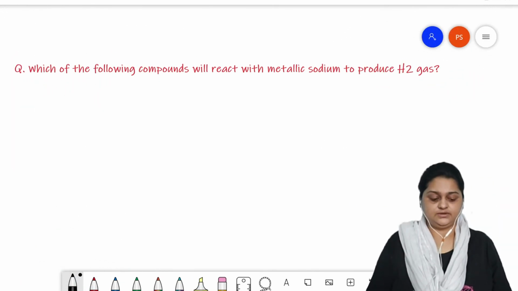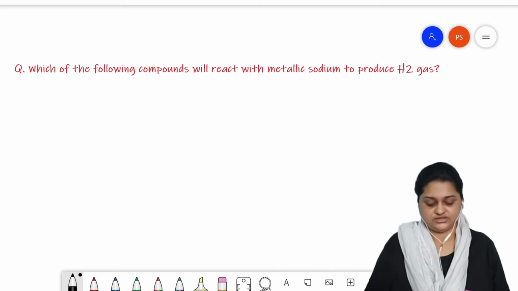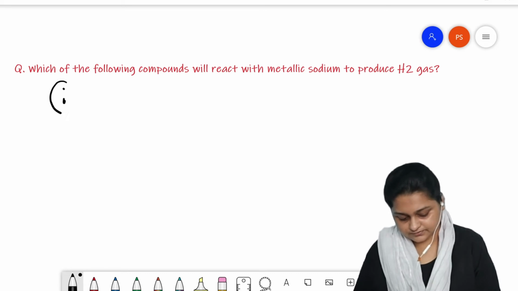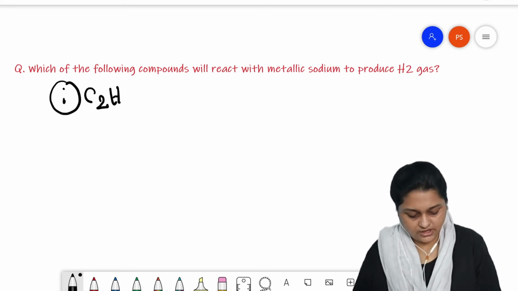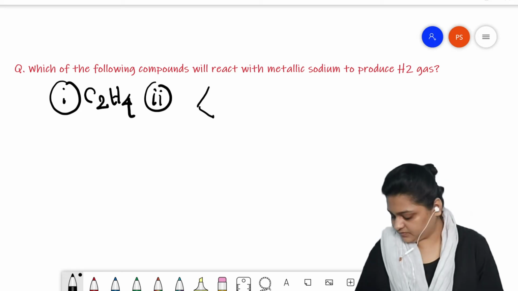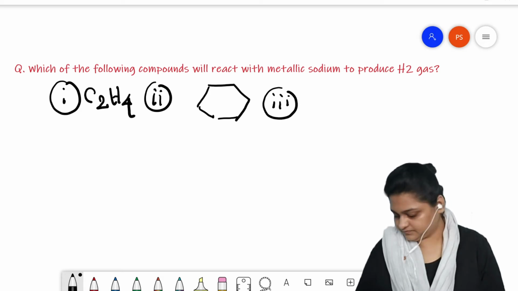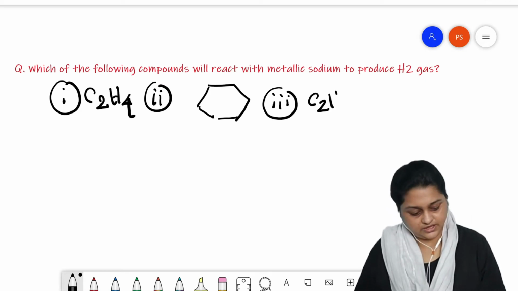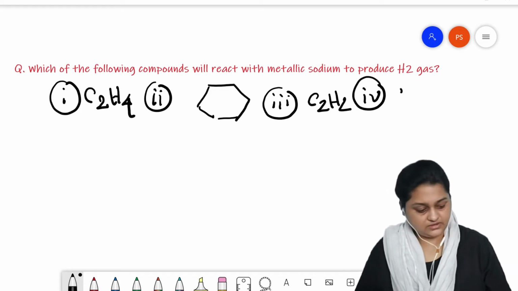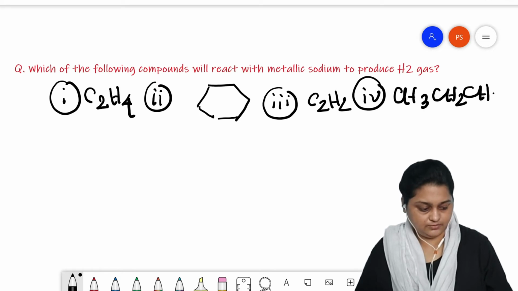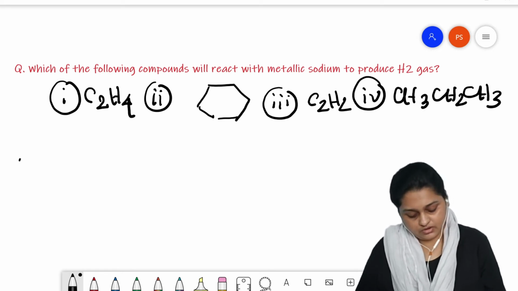Which of the following compounds will react with metallic sodium to produce H2 gas? And the compounds are C2H4, cyclohexane, C2H2 acetylene, and CH3CH2CH3 propane.